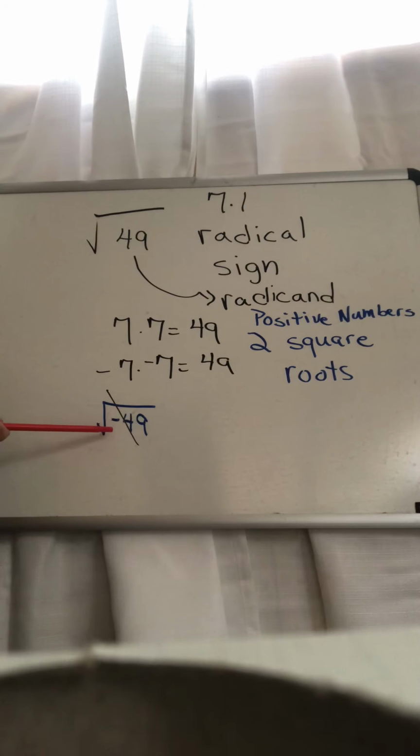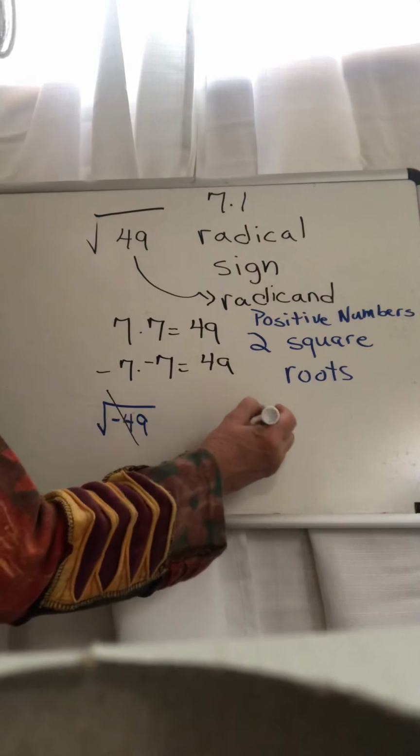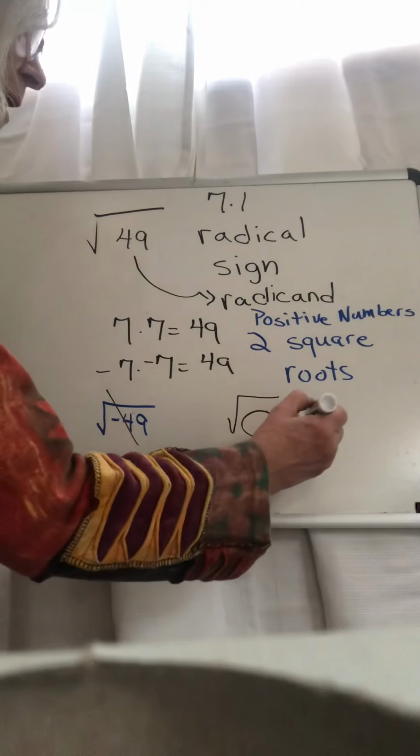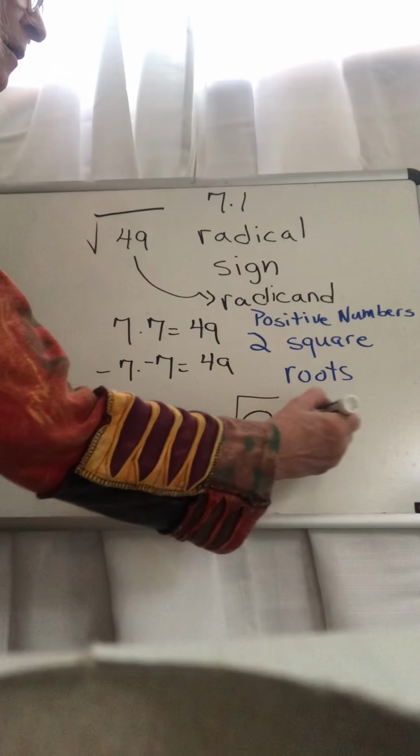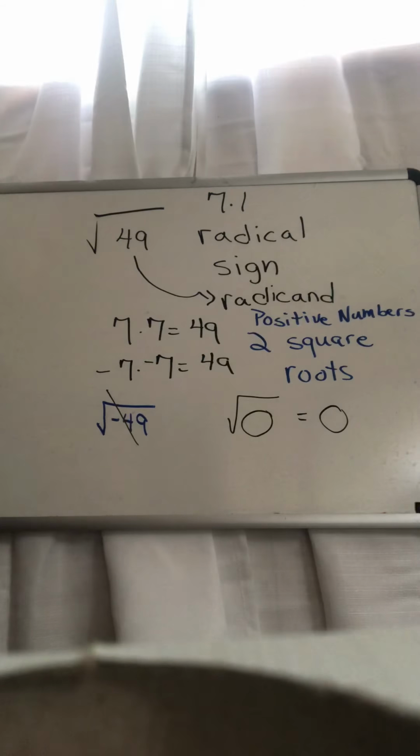If the 49 was negative, it doesn't have square roots, at least not real number square roots. Later on we'll talk about the non-real square roots that a negative number can have, but that's not for today. That's for later on in the chapter. The number 0 has the square root of itself. And since 0 is neither positive or negative, it just has the 1 square root of 0.